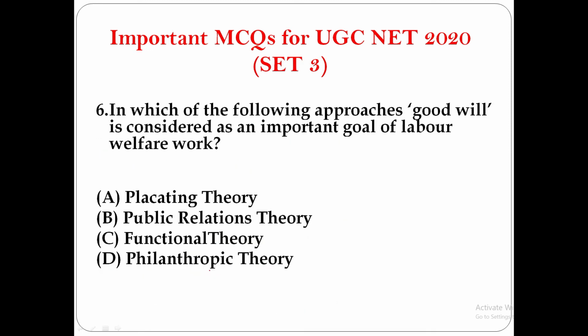Number six, in which of the following approaches is goodwill considered very important? In this theory, we know placating, public relation theory, functional is known as efficiency theory, and philanthropic is known as love for mankind, which we have already seen. So which theory talks about goodwill? This is the public relation theory. It says that if you provide good employee welfare, it brings a good image to the company, and it acts like an advertisement. And it does give good public relations.